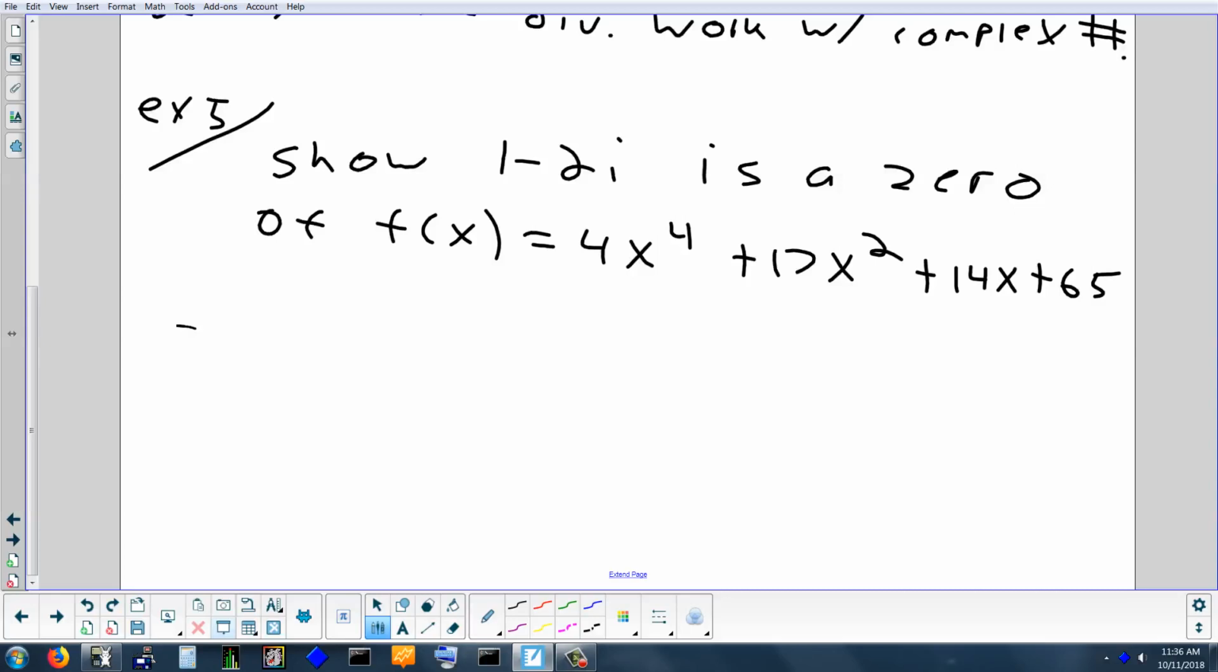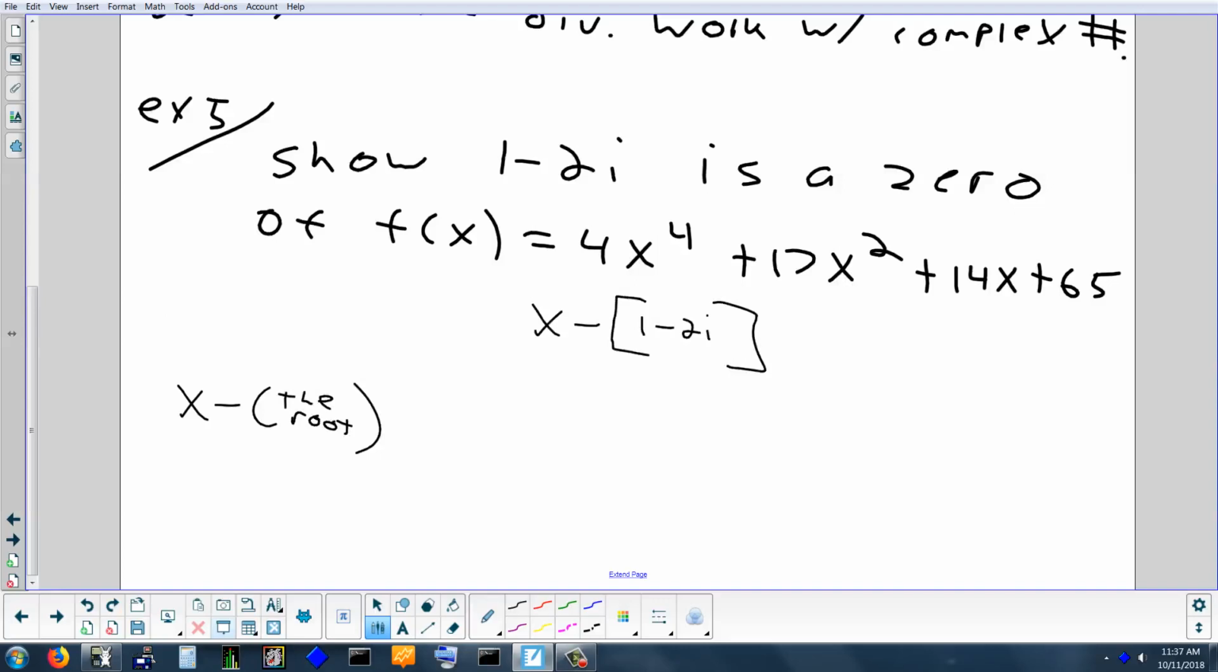But what if I said to you, like, 3 is a root? If 3 is a root, then what is a factor? Yep. X minus the root. Whatever the root is. So if 3 is a root, x minus 3 is a factor. If 1 minus 2i is a root, then x minus (1 minus 2i), could use parentheses, is a factor. I'm going to show that that's a factor.